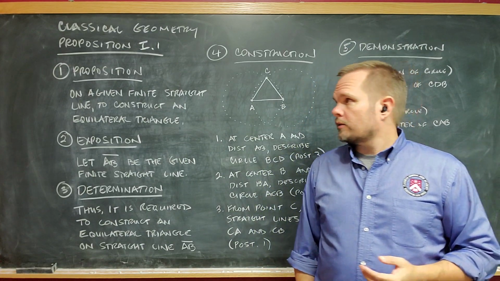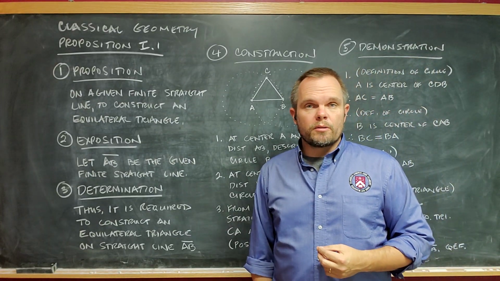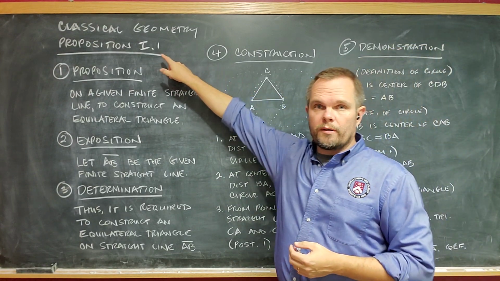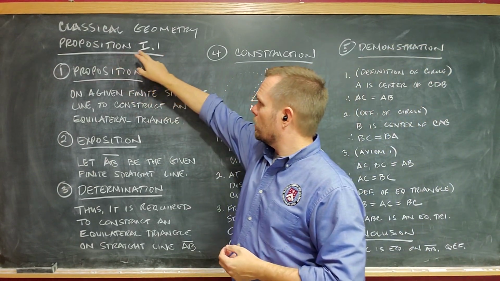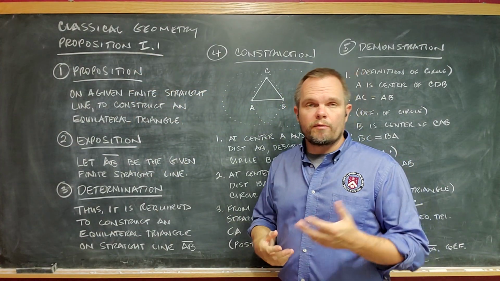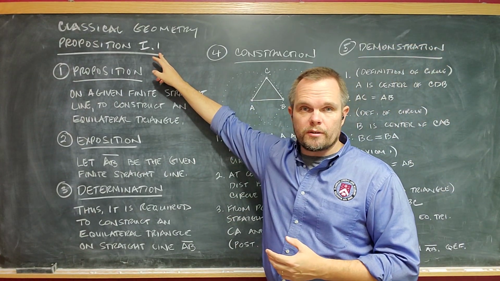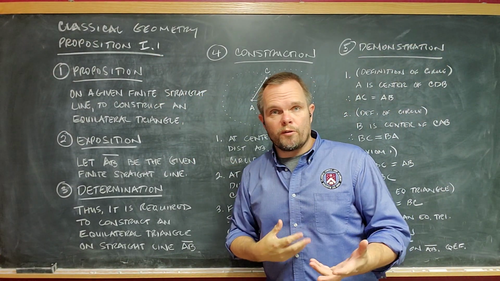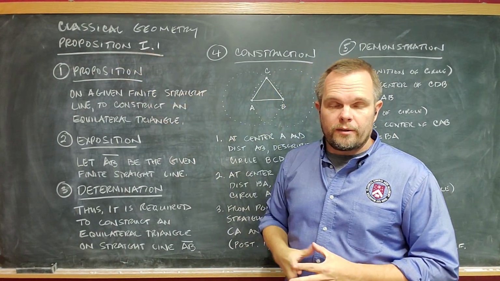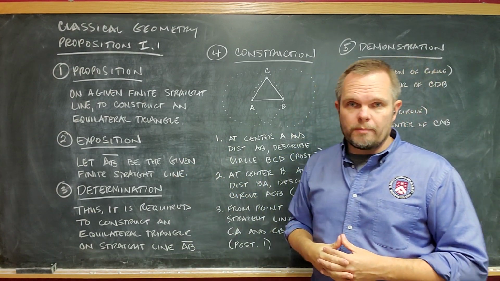In this video, I'd like to walk through the first of the propositions in Euclid's Elements of Geometry. You can see up here at the top of the board, I've labeled proposition 1.1. The first number is a Roman numeral that refers to the book number, so it's Euclid Book 1, and then proposition number 1. So we'll refer to this as proposition 1.1. This is lesson 4 in the Classical Liberal Arts Academy's Classical Geometry course.